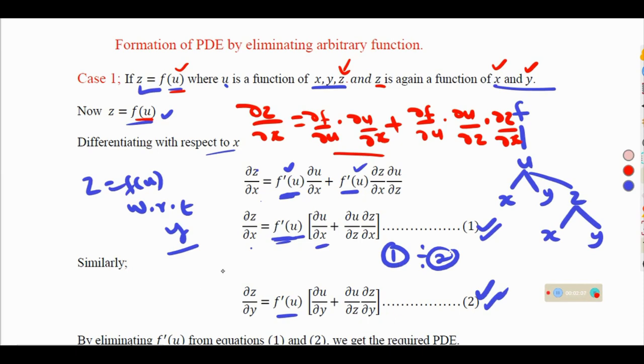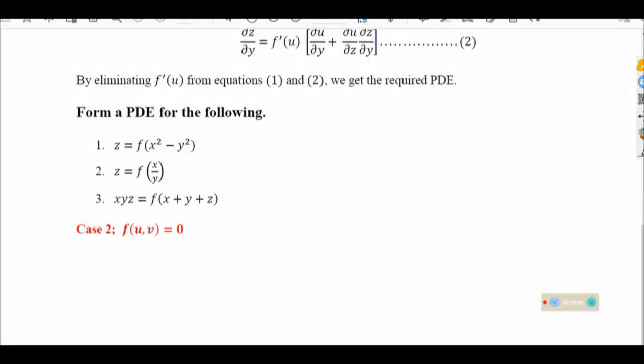So we shall look at all this when we come to examples, such that we are able to realize how we can easily eliminate arbitrary functions. Let us now look at some few examples on how best we can form a partial differential equation by eliminating arbitrary functions. Let us begin with question number 1.